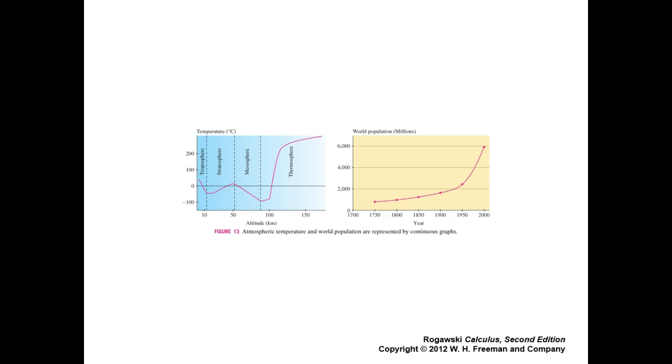Below 0 on the Celsius scale is the freezing point of water. Okay? So anywhere below that, you're going to have snow or ice on that mountain. Okay? So as you go up, the temperature drops.